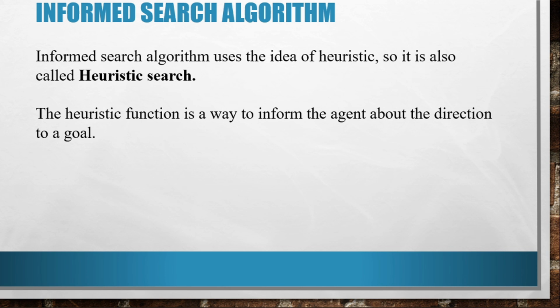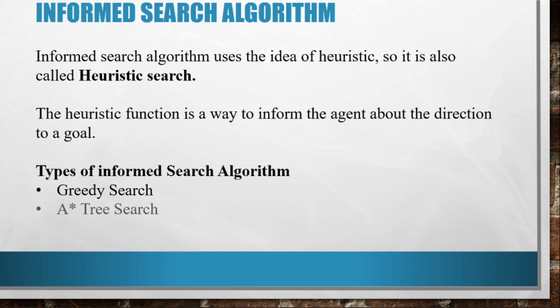So let's look at the types of informed search algorithm. With the types of informed search, we have the greedy search algorithm, we have the A star tree search, and then we have the A star graph search.